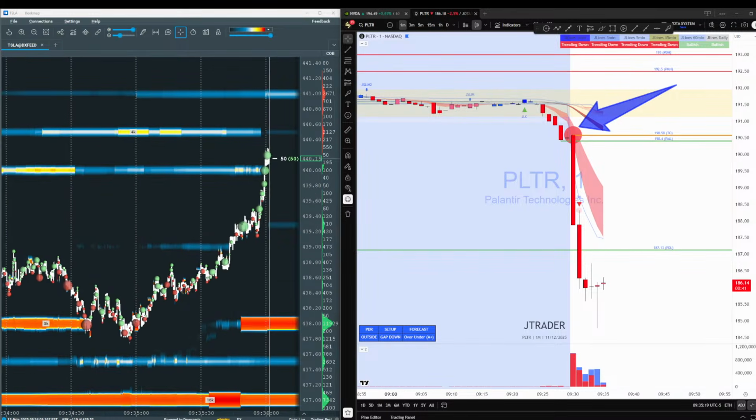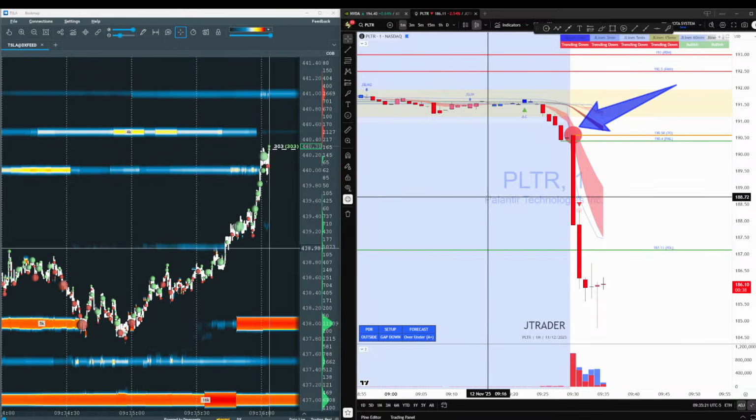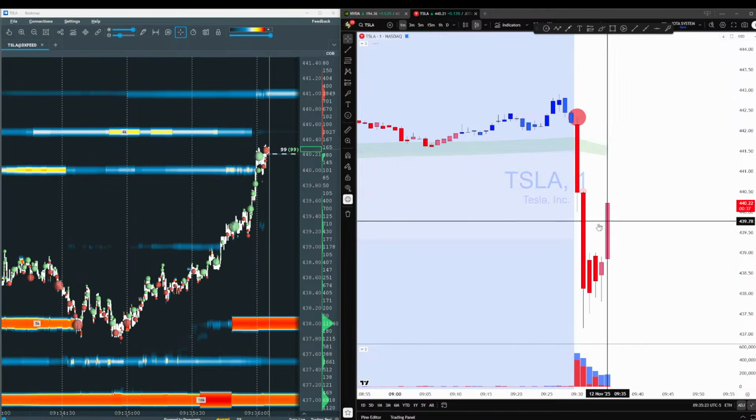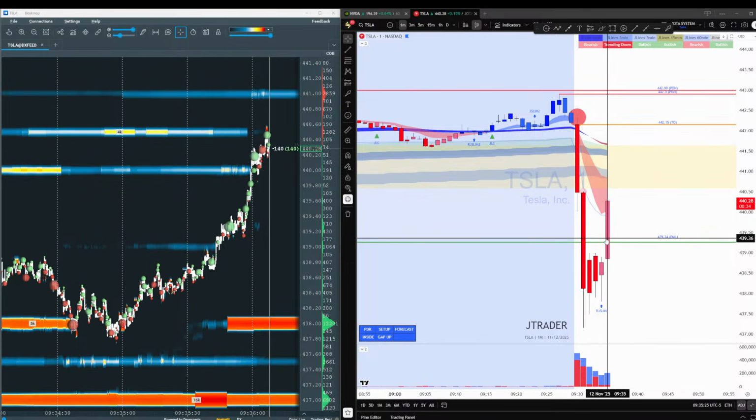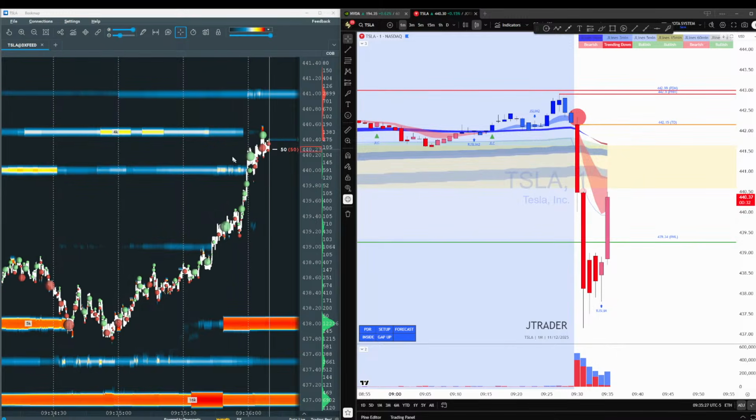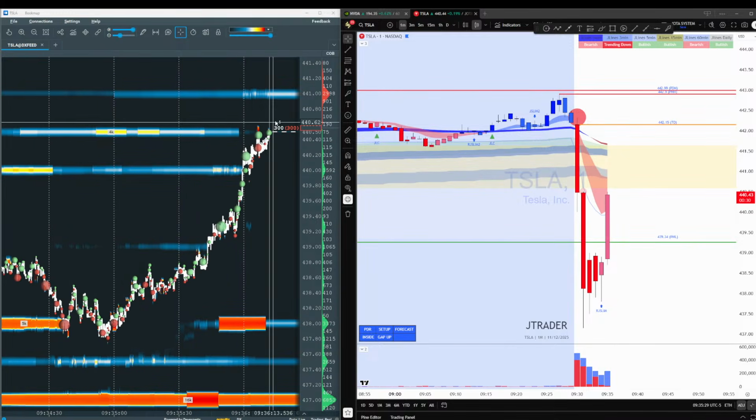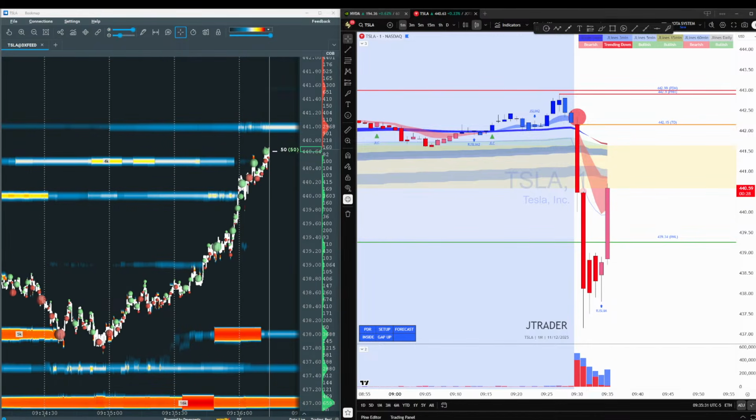Okay, trail everything on Tesla, guys, as we broke that 439 and 40. Okay, now we're at the VWAP over here. So if now we will see a big heat map, we can short back again.